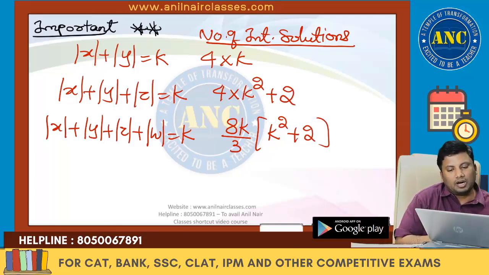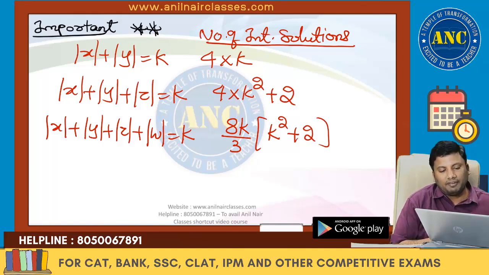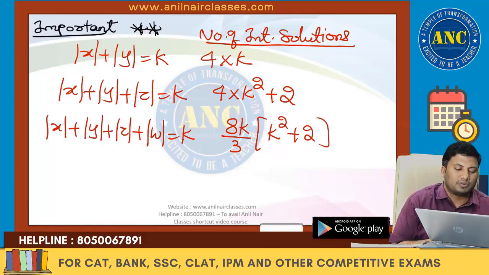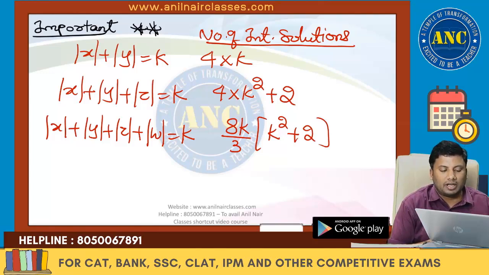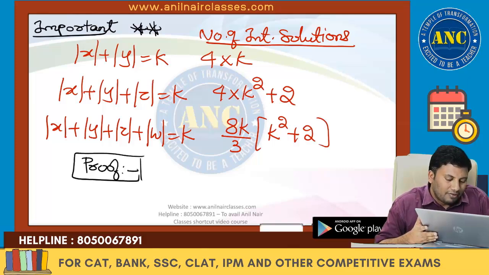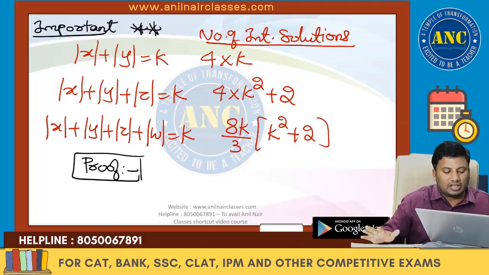|x| + |y| = k: number of integral solutions is 4k. |x| + |y| + |z| = k: it is 4(k² + 2). |x| + |y| + |z| + |w| = k: it is (8k/3)(k² + 2). Then we will discuss the proof of why you got 4k and why you got 4(k² + 2).